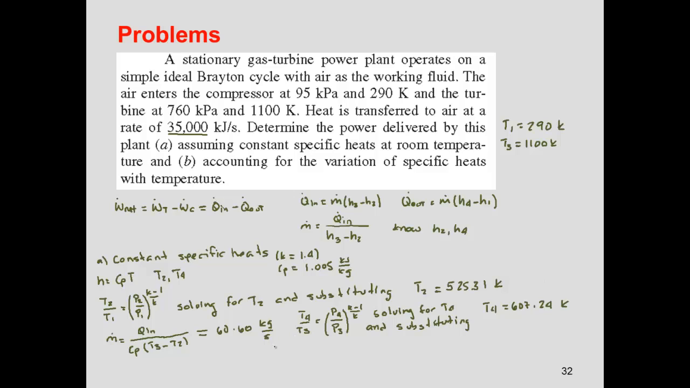So we can find Q out. And recall that that will be the mass flow rate, this mass flow rate, times Cp, times T4 that we just found, minus T1 that we were given. This would be 19,320.67 kilojoules per second.